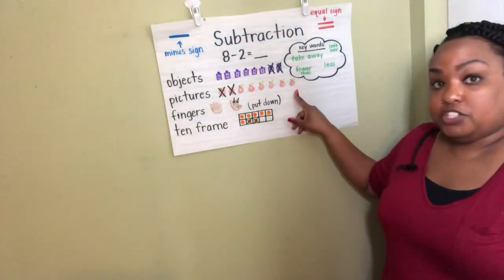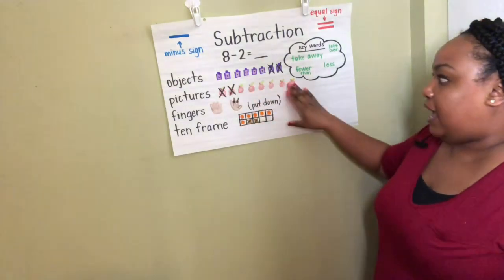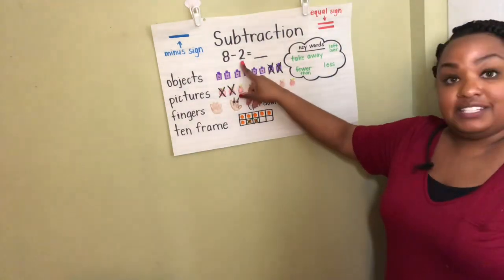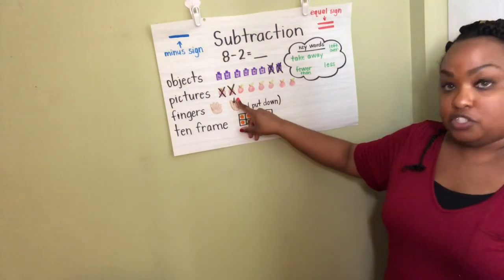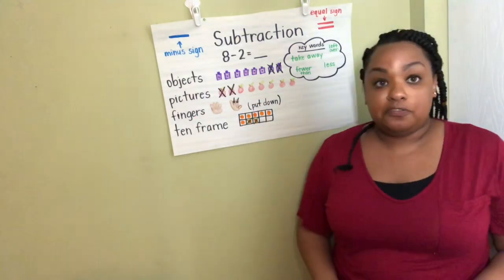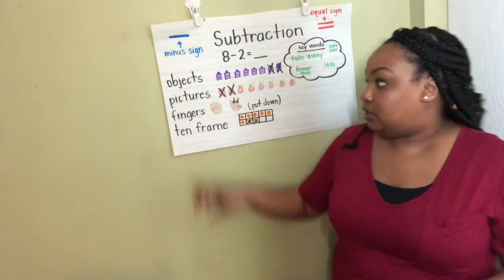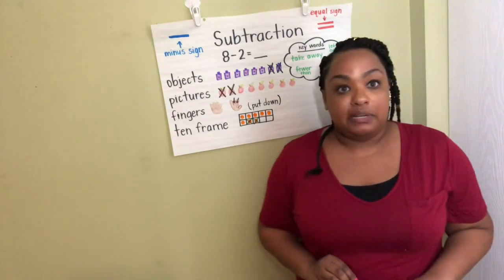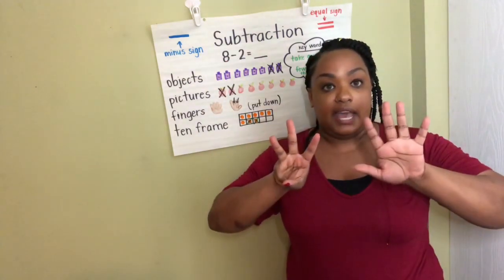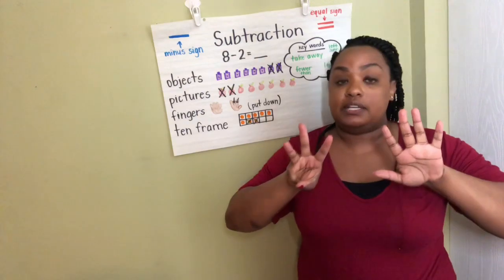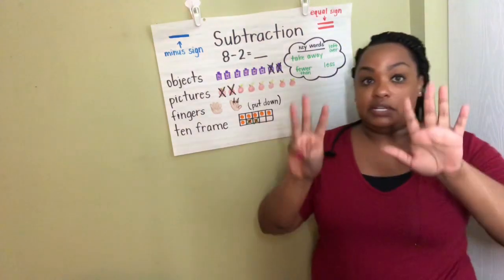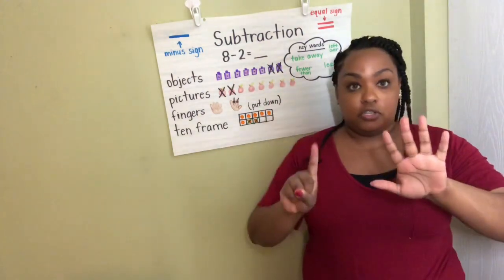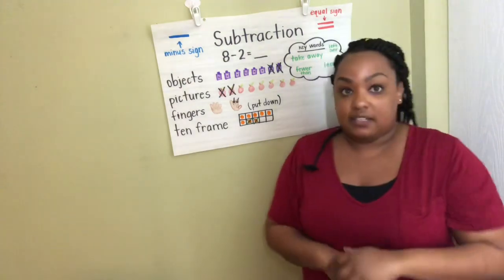You could draw pictures. So this time I drew 8 apples, and then I took away 2 of the apples to show. You could use your fingers to help you with subtraction. The first number tells you how many fingers to hold up. 8. The second number tells you how many you need to put down. 1, 2. I have 6 left over.